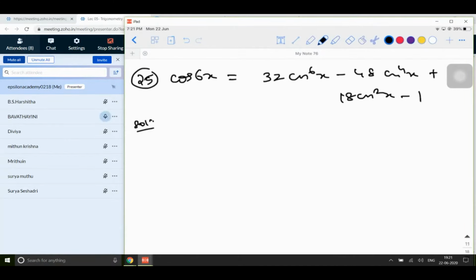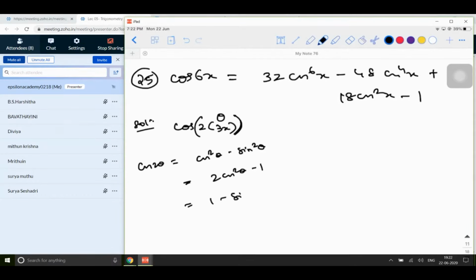Cos 3 into 2x. That's good. So I can take it as cos of 2 into 3x, right? Or I can write it as cos 3x plus cos 3x, both mean the same. So if I take 3x as theta, then what is the formula for cos 2 theta that I can use? Look at the right side and choose which formula you are supposed to use. Cos square theta minus sin square theta, or 2 cos square theta minus 1, or 1 minus 2 sin square theta. I can use any of them, but which one should I choose? If I have to be smart enough, out of all the three, which one will I choose?